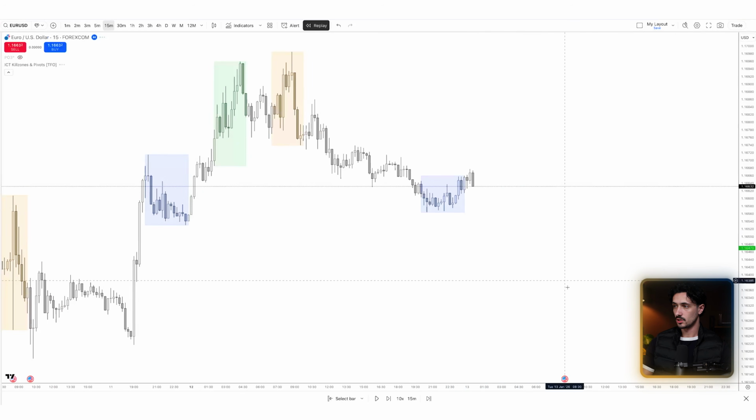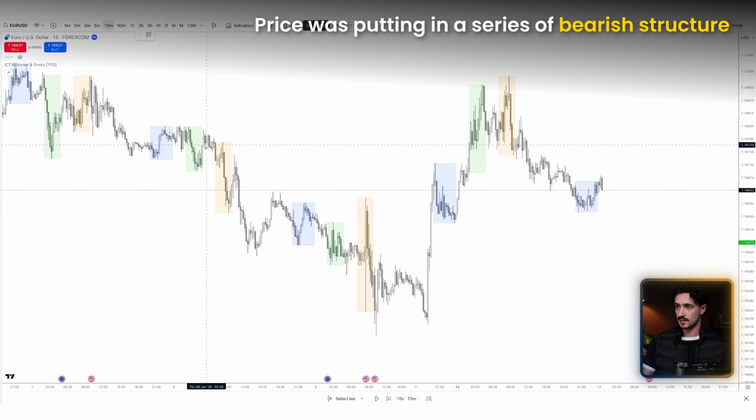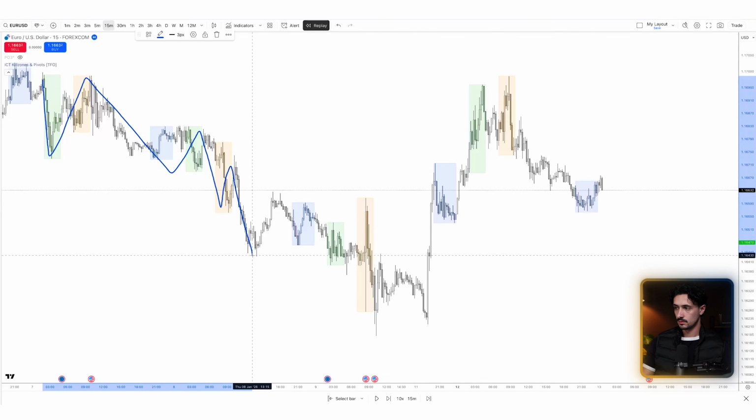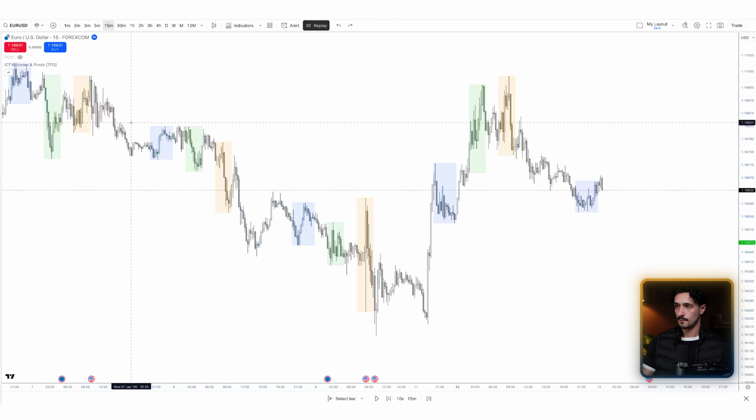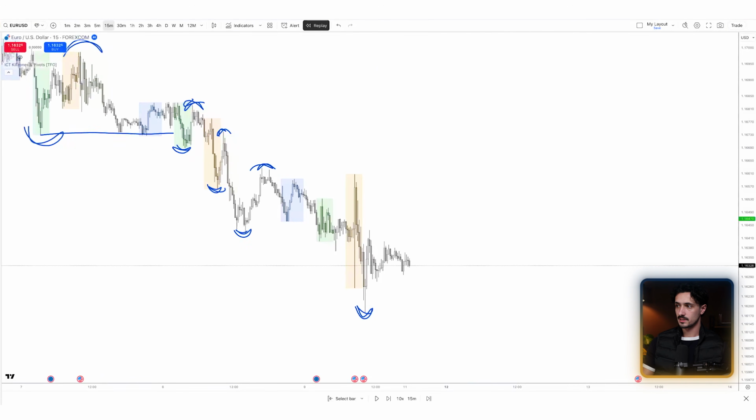So just before London session opens, this is the market. What you will very clearly see is that price was putting in a series of bearish structure. Continuously, we were putting in lower low, lower high, lower low, lower high, lower low, lower high, and lower low. This is all you can see. The high that is in control is this high here, because this is the highest point that price reaches before we break the previous low, right?